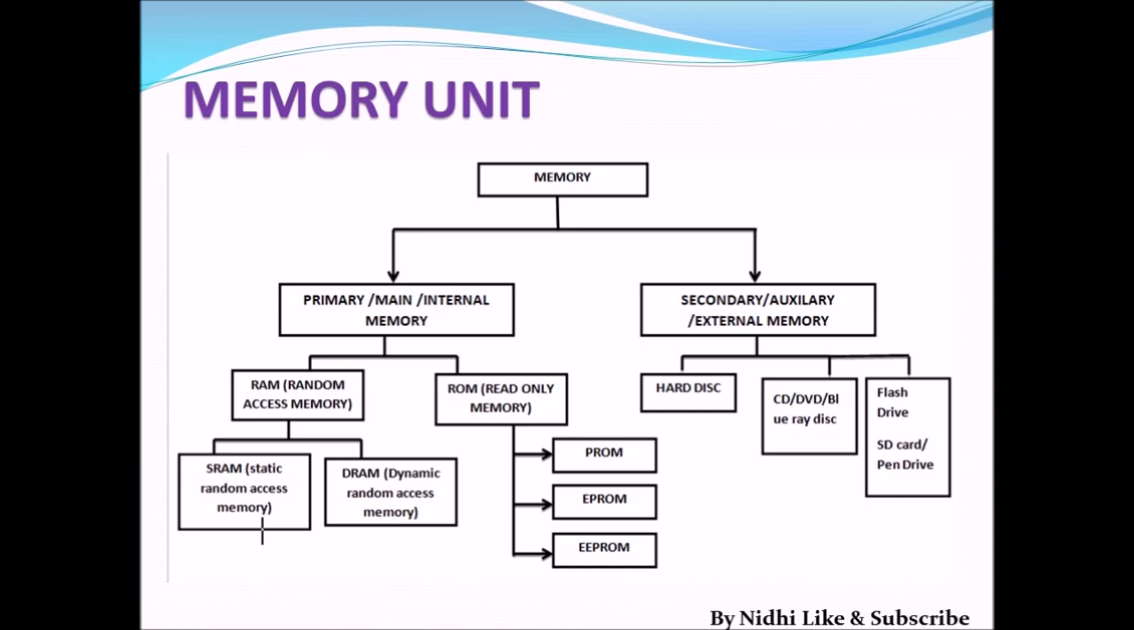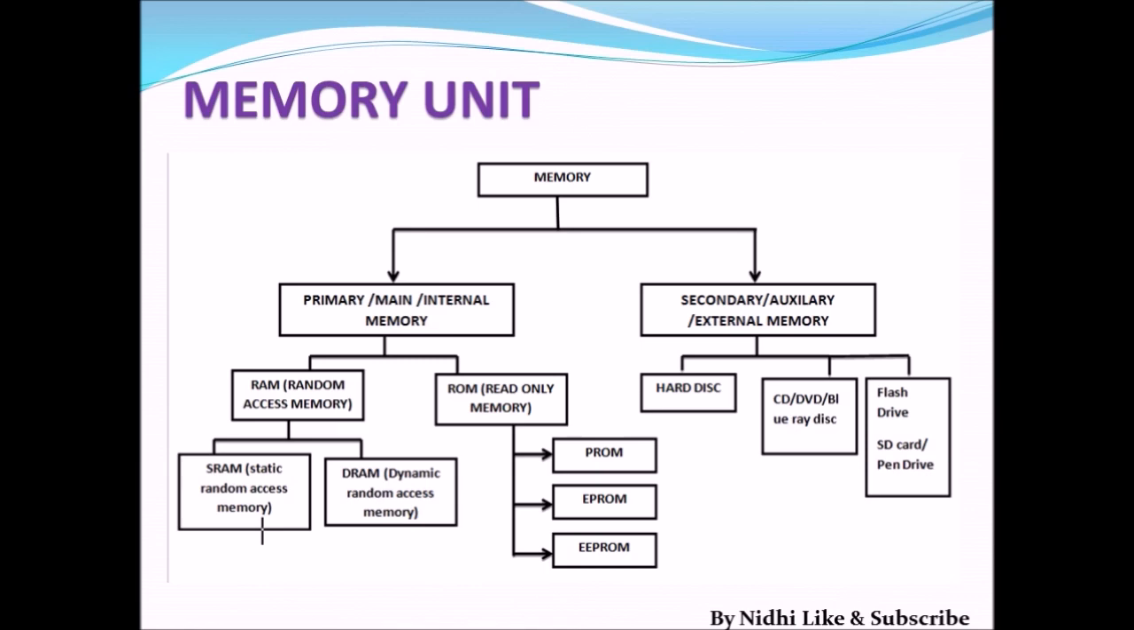Okay, ROM is further categorized into PROM, EPROM, EEPROM, and secondary auxiliary memory or external memory is further categorized into 3 parts: hard disk, CD, DVD, Blu-ray disk, or flash drive, SD drive, and pen drive. So now we will discuss this primary memory and secondary memory separately with their full forms, etc. Okay, let's move to the next PPT.